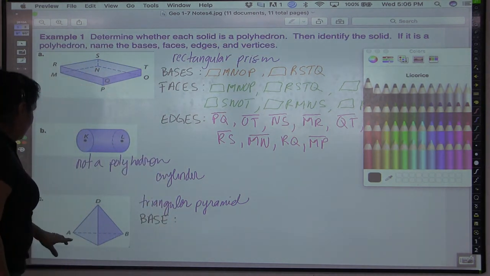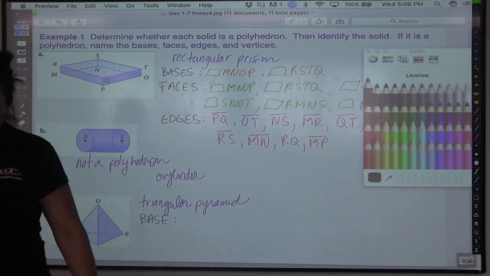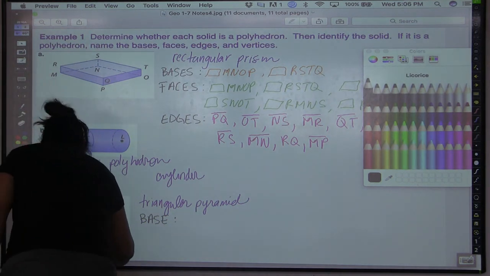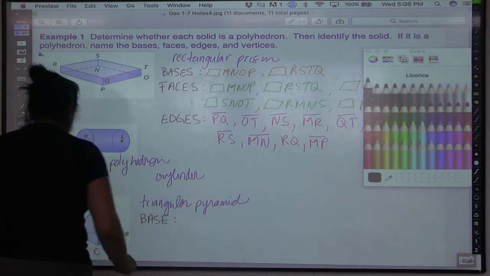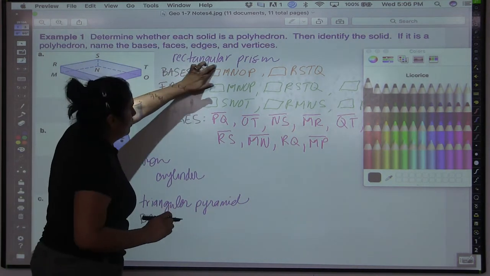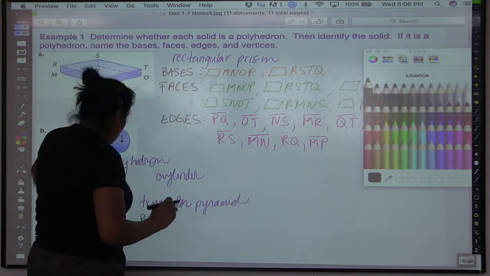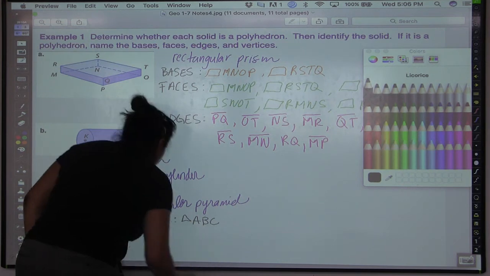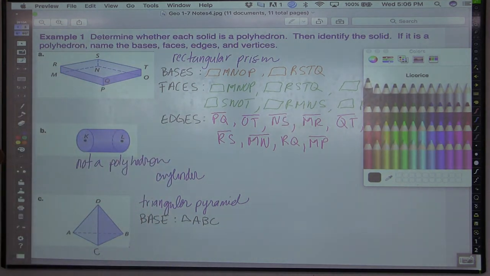And I just realized that it looks like my diagram here is missing a letter. So that letter should be a C. So it kind of got cut off there. I apologize. So I'm going to call that my base. And since my base is the shape of a triangle, the base here is going to be triangle. See here we used a parallelogram symbol. Here we're going to use a triangle symbol. Triangle ABC is going to be my base.